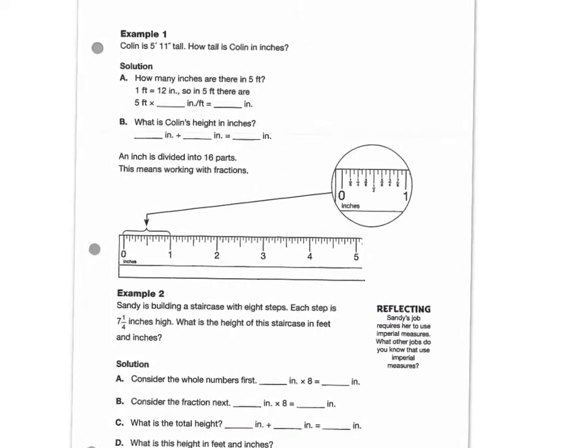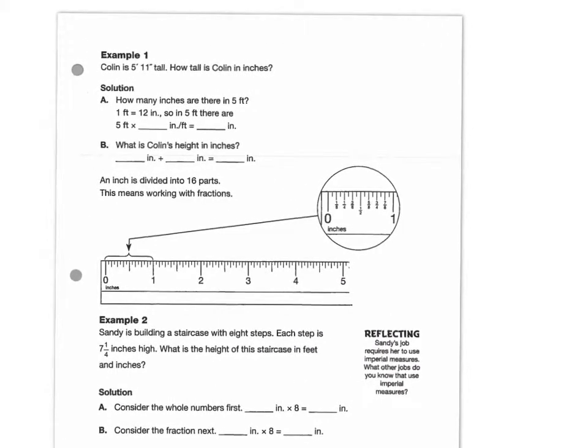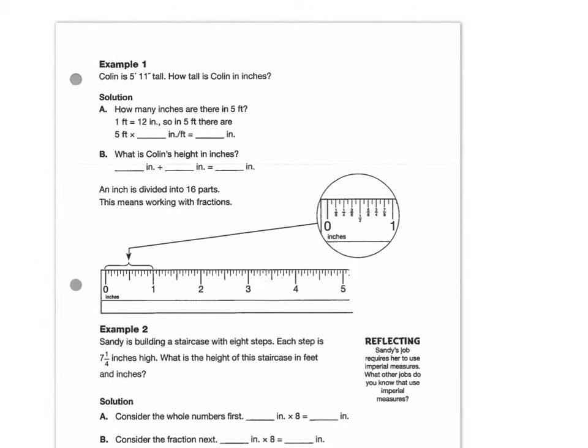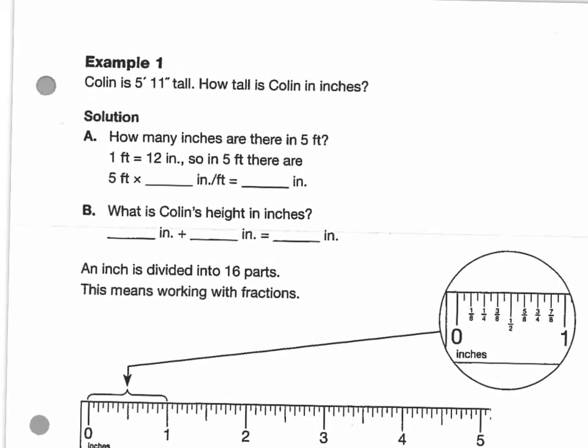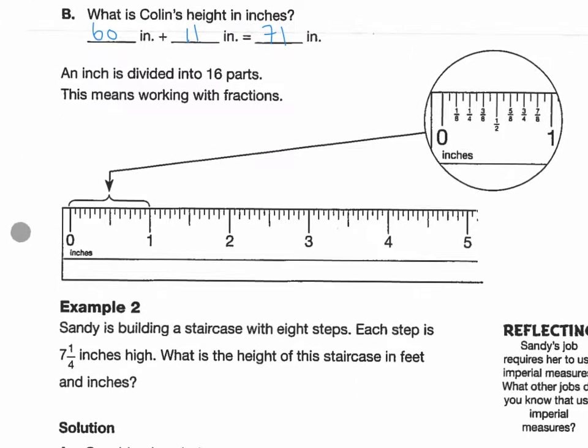All right, example 1, Colin's 5'11". How tall is Colin in inches? Well, 1 foot is 12 inches, so there's 5 of them, so 5 times 12. Let me zoom in a bit here. We know that there's 12 inches in a foot, so 5 times 12 is 60 inches. Then you had 60 inches from the 5 feet, plus the 11 inches we already knew, which is 71 inches.